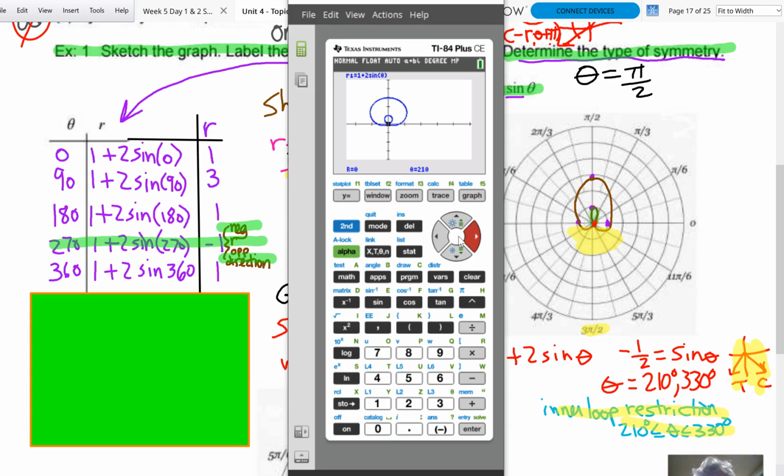Boom, r equals 0. Look, theta is 210 degrees. That's the beginning of my restriction of the domain. Now, as I continue to move to the right, it's going to go around the inner loop only. I'm going to keep moving right until I get back to r equals 0. If it's like the algebraic solving, it should be 330 degrees. Boom. r equals 0, theta equals 330. So that's how you would do it with your calculator.